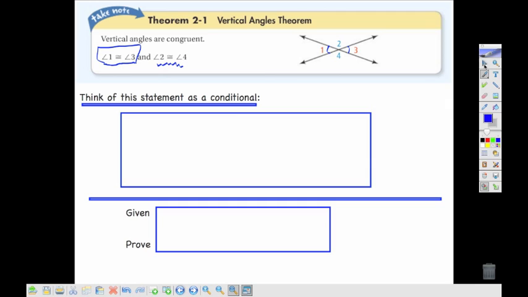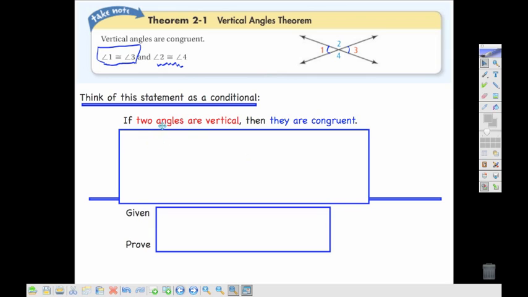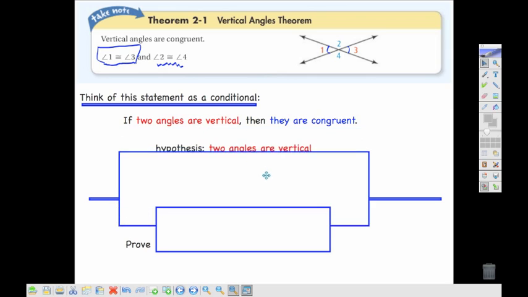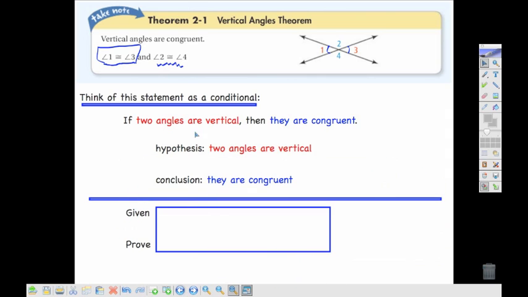Now we want to think about this when we're going to prove it as a conditional statement. Vertical angles are congruent, so we could think of that as: if two angles are vertical, then they are congruent. We want to then think about it as a hypothesis and also as a conclusion. So remember, the hypothesis is the if part, the conclusion is the then part. Now I can take whatever my hypothesis is to be the given statement in my proof. Whatever the conclusion is, that's what I'm trying to prove, must follow from that.